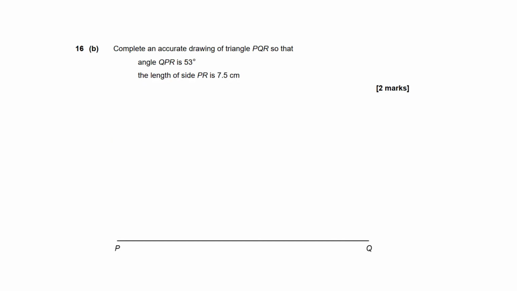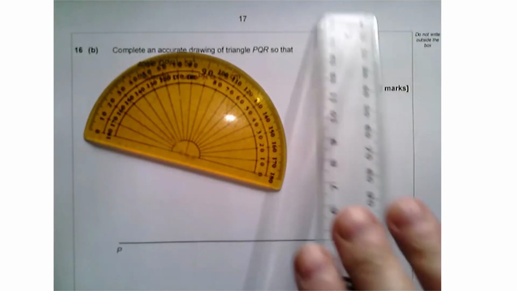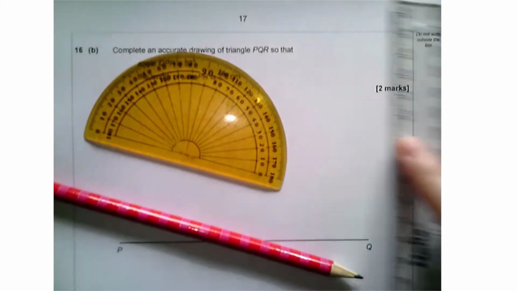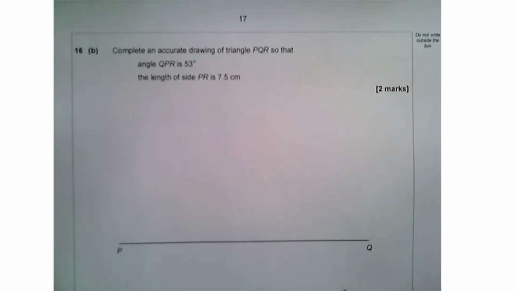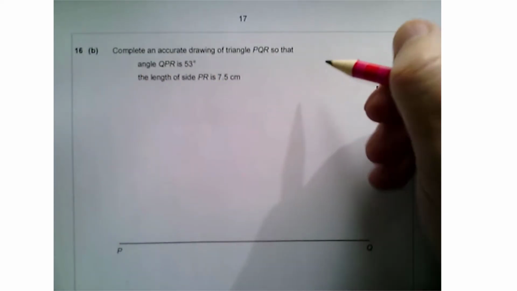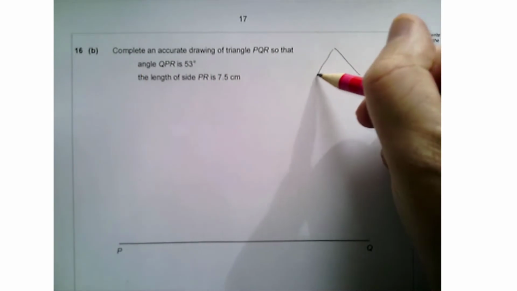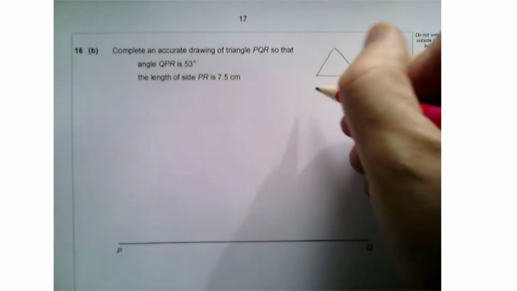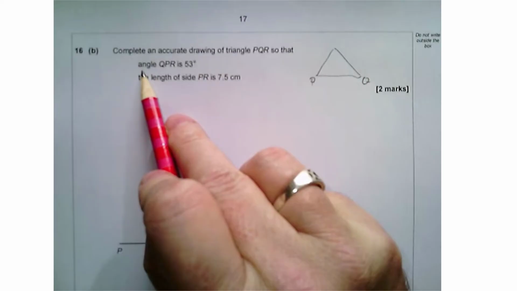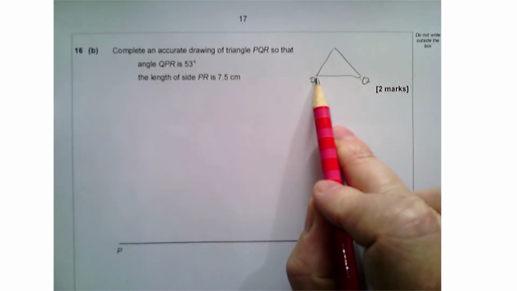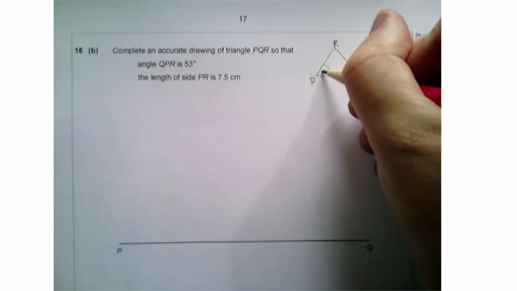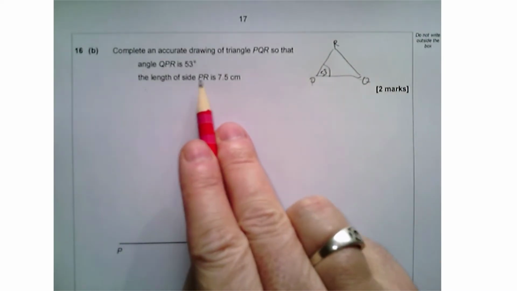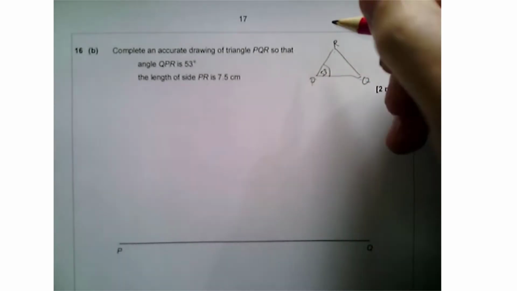16b, complete an accurate drawing of triangle PQR. So the angle QPR is 53 degrees and the length of side PR is 7.5 centimeters. Okay, so we're going to need some kit for this. You're going to need your protractor, a pencil and a ruler. And I always suggest we start off by drawing a little sketch. So I'm going to draw a triangle PQR in the top here. Now I know the bottom is P and Q, and I've been asked to draw the angle QPR, so QPR is at the top, isn't it? So we're talking about this angle down here on the left. So that's 53, and the length of side PR is 7.5, that's this side here, isn't it?